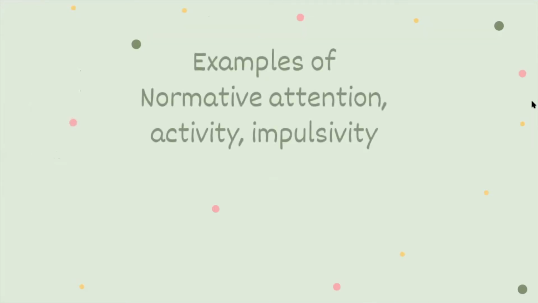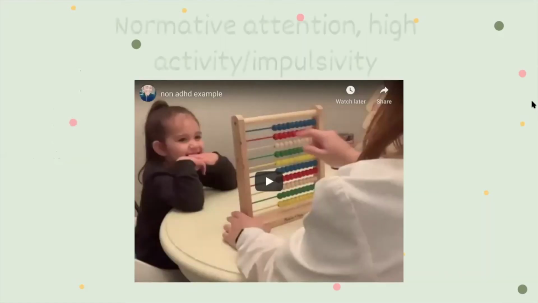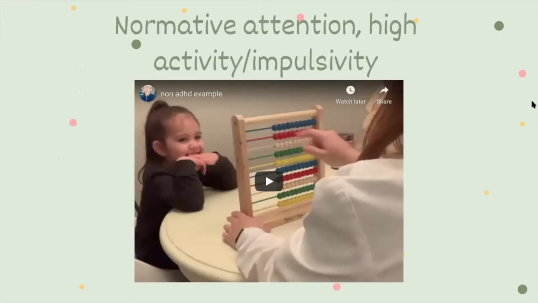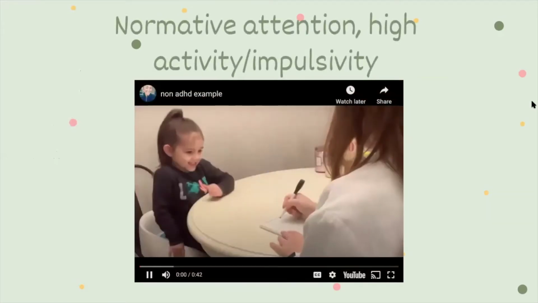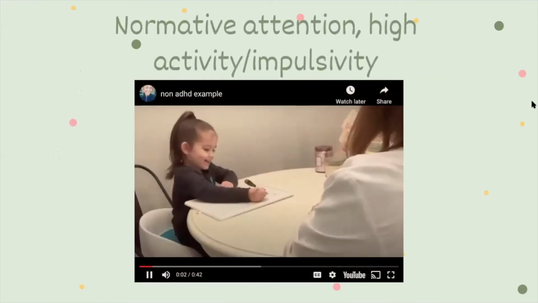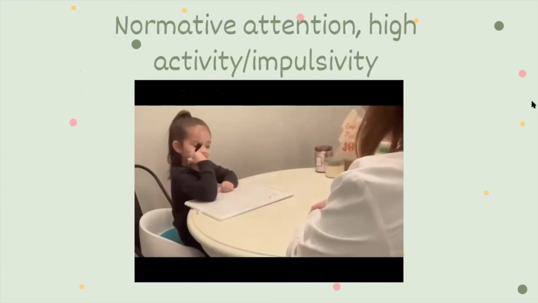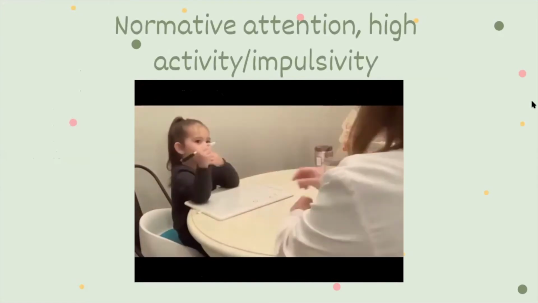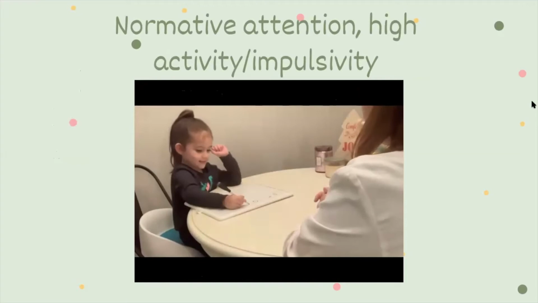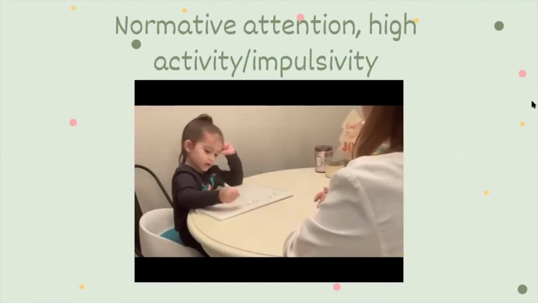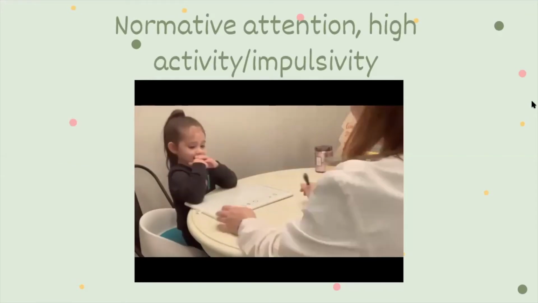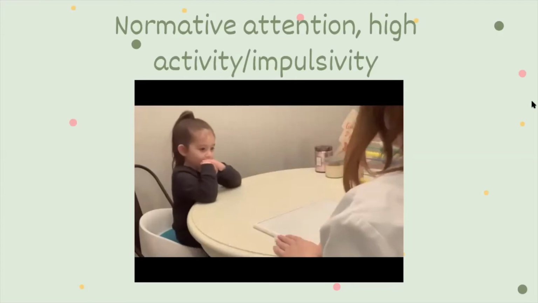Next person will talk about examples of normative attention, activity, and impulsivity. I want to show you a couple of examples to give you a sense of what normative versus atypical levels of these types of behaviors look like in young children. In both these examples, they're a set of twin girls who are 3 years old.